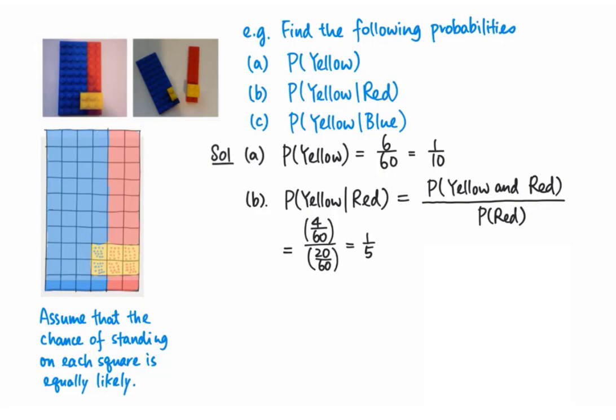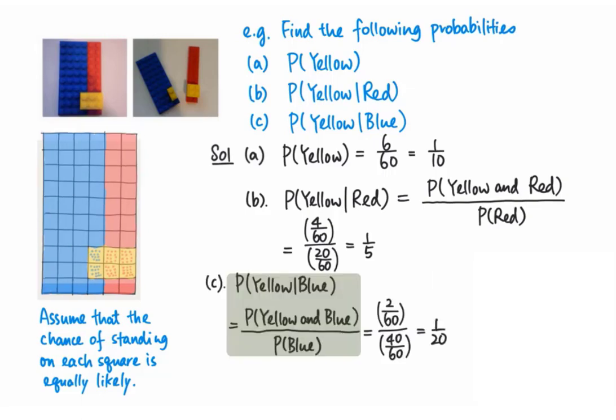It is equal to 1/5. And you can see that if we cancel out the 60, it is also equal to 4/20. It means that we have restricted our attention to those 20 red squares, and this is our reduced sample space. Among these 20 squares which contain red color, 4 of them also have yellow color. Therefore, this conditional probability is also equal to 4/20, which is 1/5.